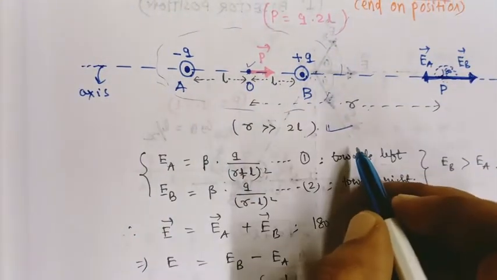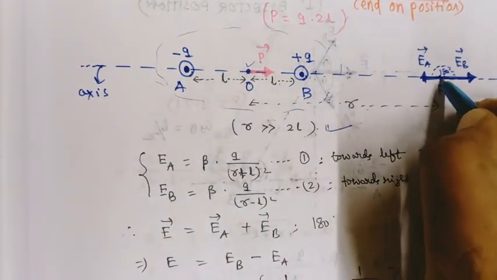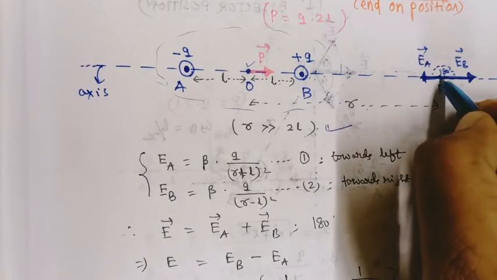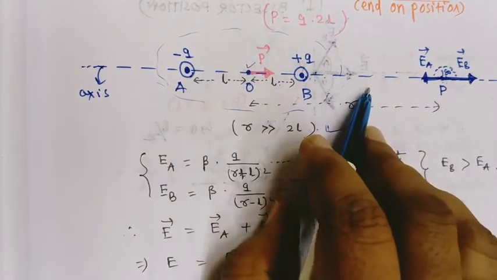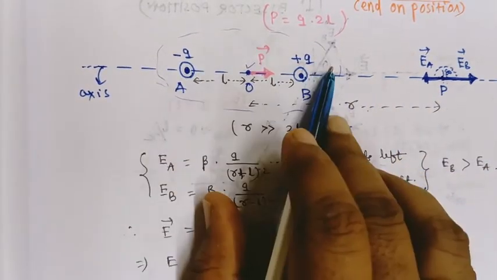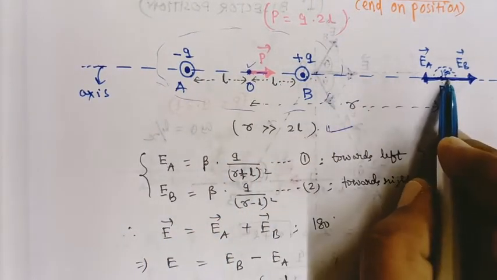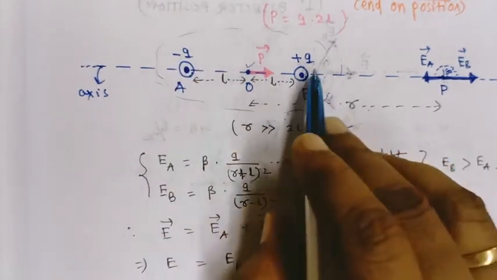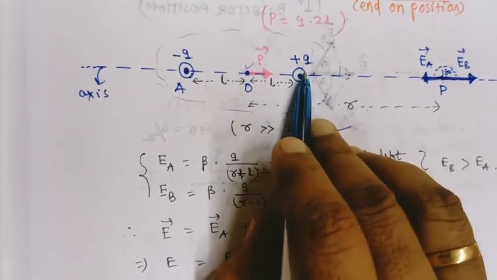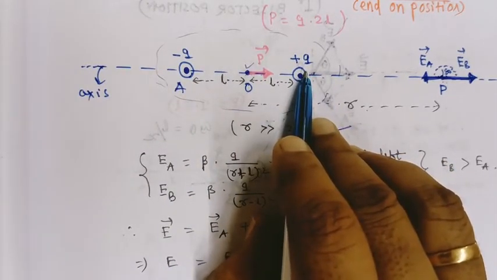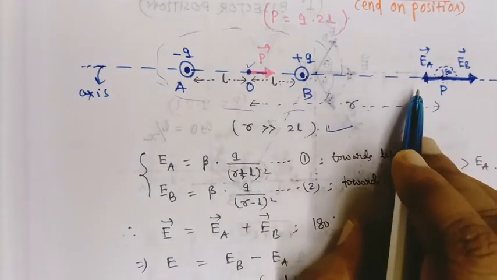Now your task: how will you calculate the electric field intensity at the point P here? This is a discrete problem. Discrete problem means there are two charges separated from each other. First you have to calculate the intensity due to minus q. Then you have to calculate the intensity due to plus q. Then by the vector method we can calculate the resultant intensity.